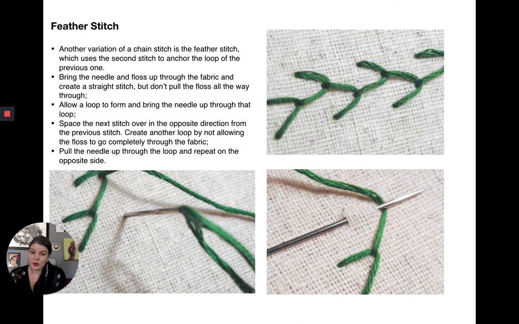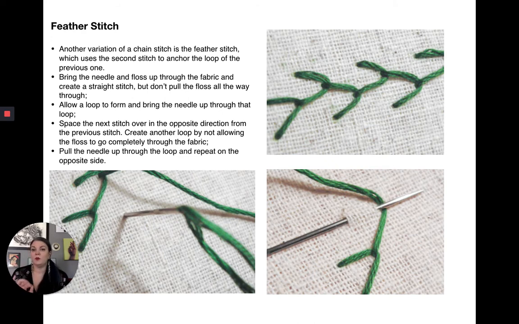This is another variation of the chain stitch, but instead of having the loop where the ends of the loop are really close together, like a link in a chain, you spread them far apart like a V, okay? So basically, you bring the needle and floss up through the fabric to create a straight stitch, but you don't pull it all the way through, same as before.